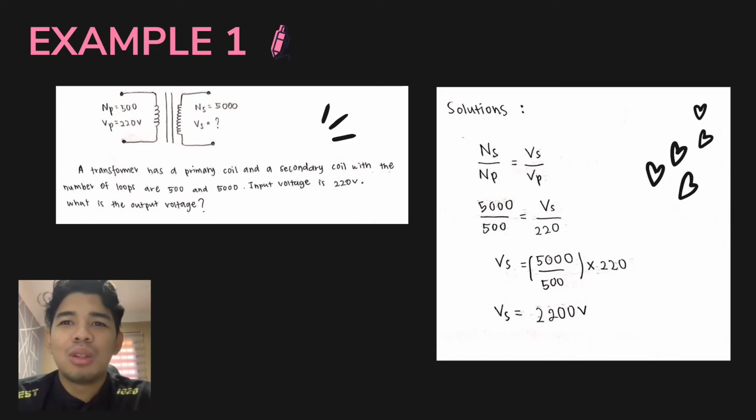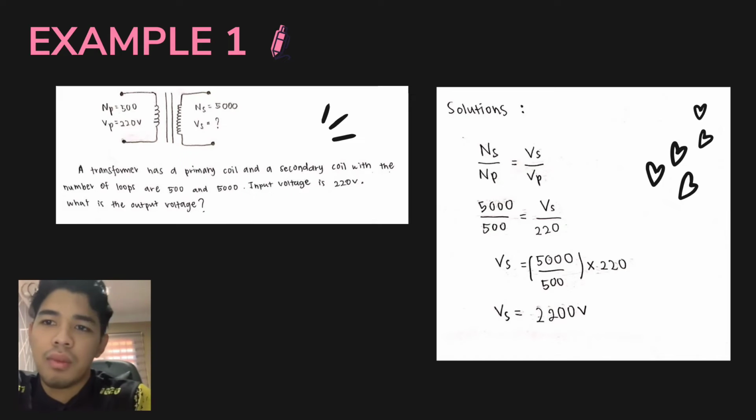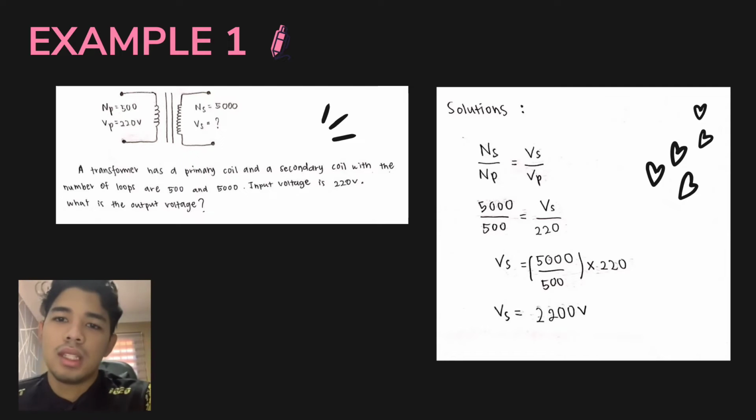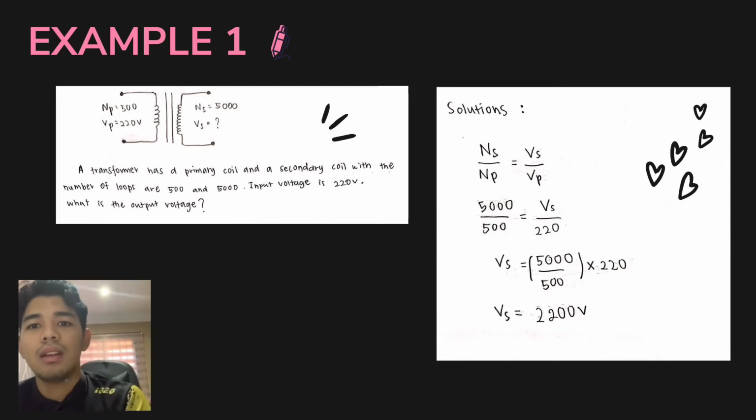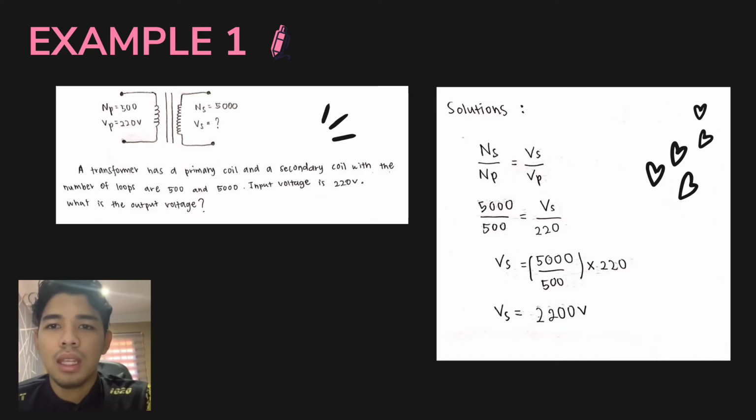Okay, now we will continue to the examples of transformer circuit calculation. I will give 4 example questions. For the first one, a transformer has a primary coil and a secondary coil with the number of loops of 500 and 5000. Input voltage is 220 volt. What is the output voltage? Now you can see the solution. We use NS over NP equal to VS over VP. Now insert the information that we have, and the missing one is VS, voltage secondary. Now 5000 over 500 multiplied with 220, and for VS we get 2200 volt.